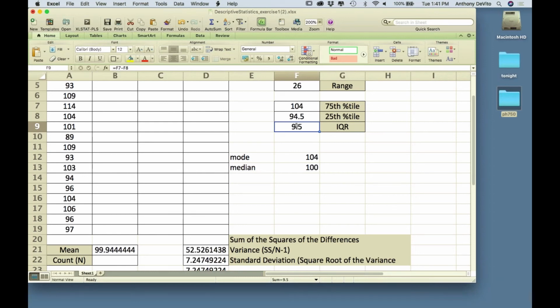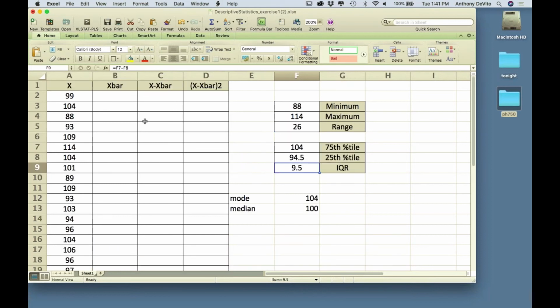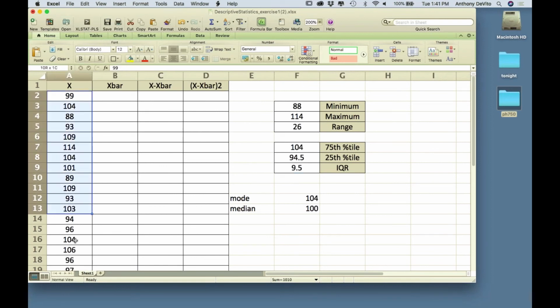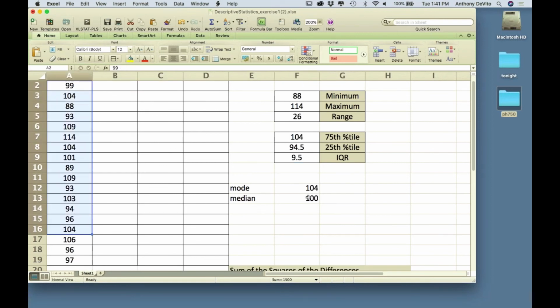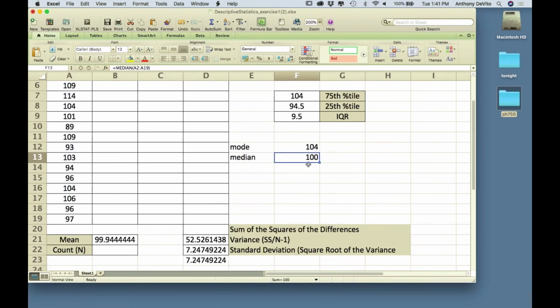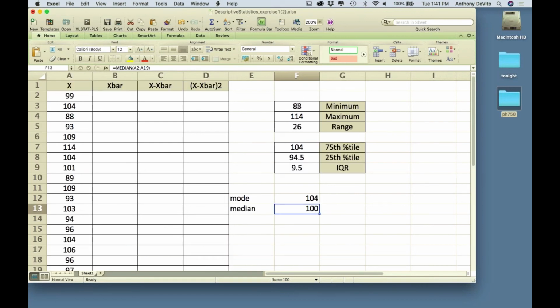For example, one of the ways that Excel might be calculating the interquartile range is by looking at all of these numbers and figuring out where the middle is, the 50th percentile, which is the median, 100. And then it may be saying to itself, okay, the 25th percentile is the value between the lowest number, which is 88, and 100, and doing the same thing between the median and the biggest number, finding the middle number in there. In other words, breaking it up into quarters. That may be the way that Excel is doing it.